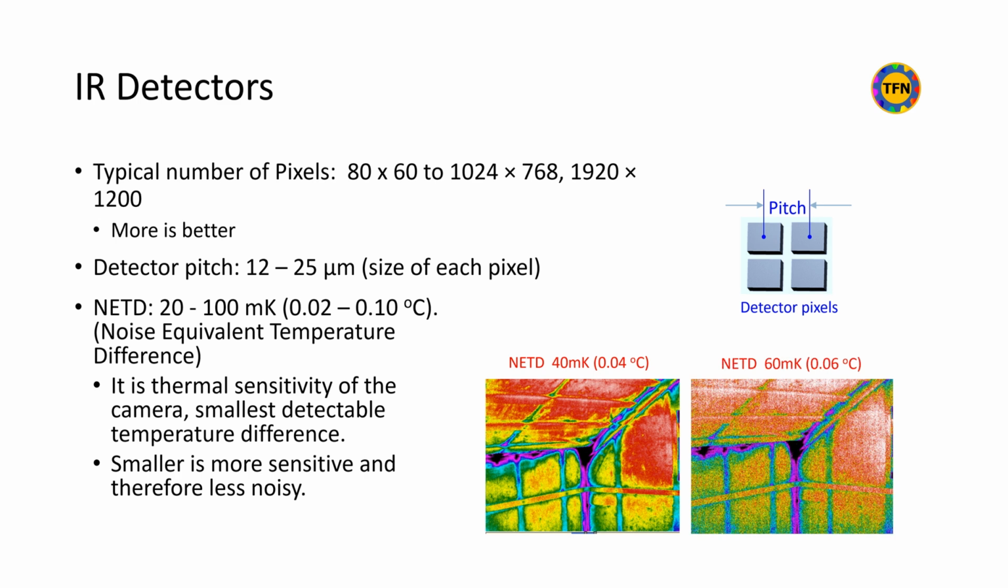Low-cost cameras currently available in the market have around 80 x 80 or 6,400 pixels to 320 x 240, which is 76,800 pixels. Camera thermal sensitivity (NETD) or noise equivalent temperature difference is the smallest detectable temperature difference. It depends on both detector sensitivity and lens.